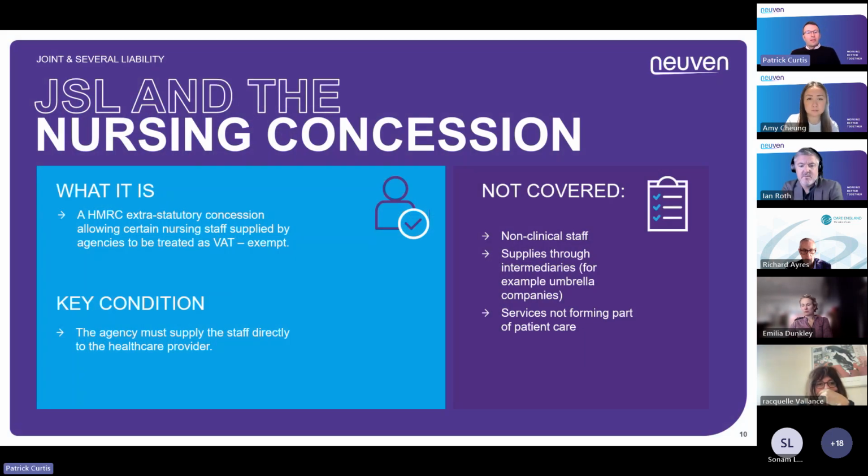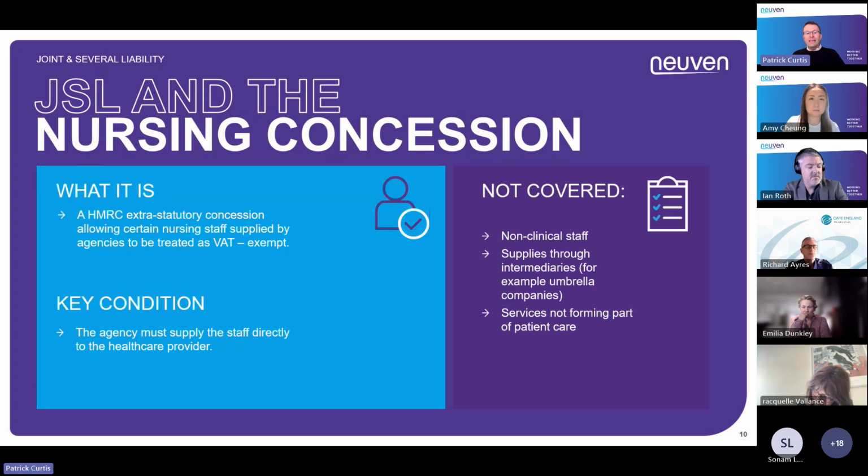So I said earlier that we would take a look at joint and several liability and the nursing concession because of the interaction of those two things. And I'm sure most of you are familiar with the nursing concession. Of course, it's an extra statutory concession allowing nursing staff supplied by agencies to be treated as VAT exempt.